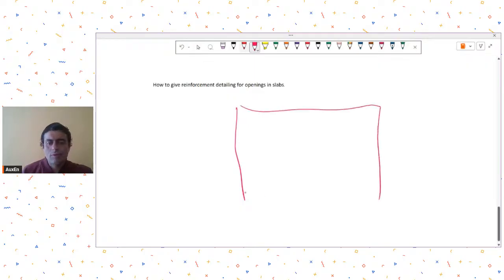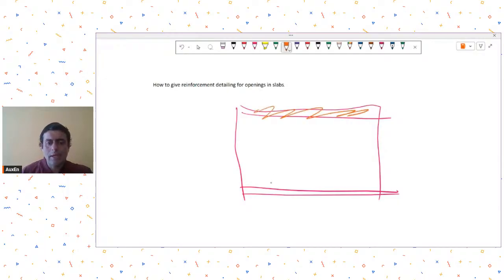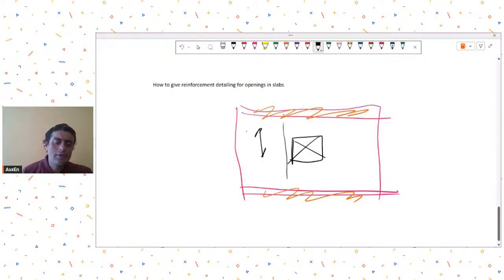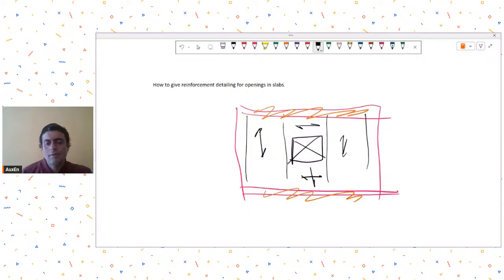For example, if this was a one-way slab, let's say having only these as support lines, I'm showing you the plan view of course, and you had an opening over here. Now in this region of opening, the slab was one way, but suddenly here the slab behavior may change and the reinforcement has to be therefore carefully looked into for regions around openings.